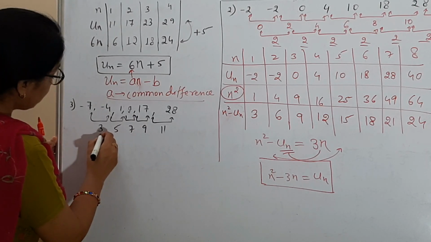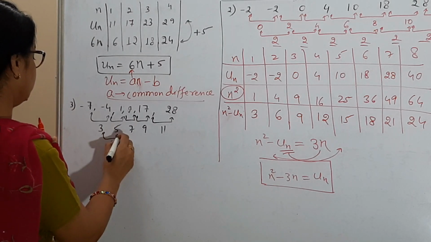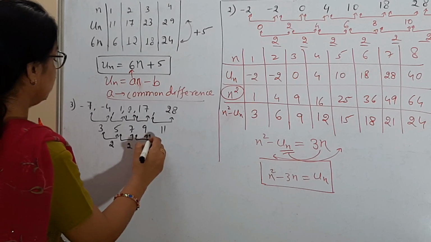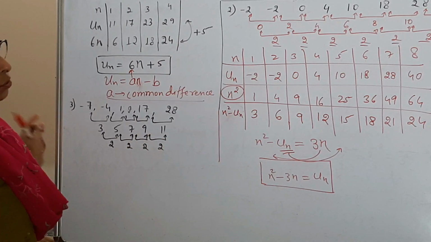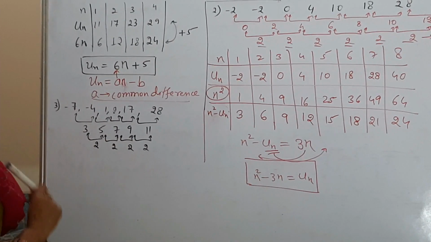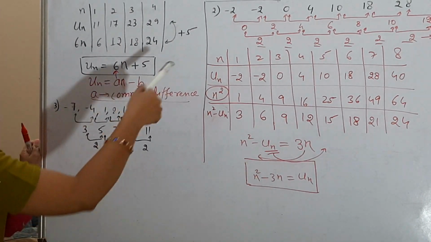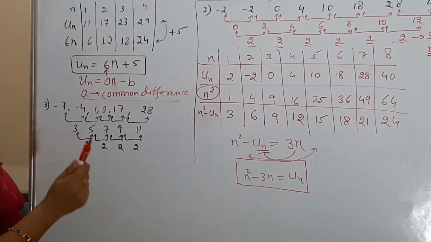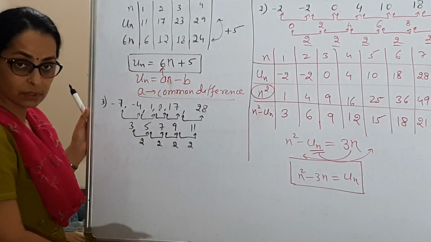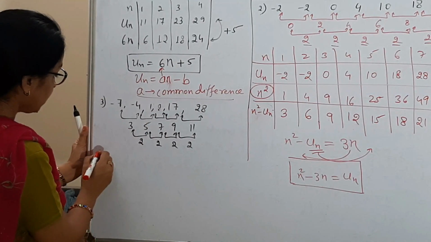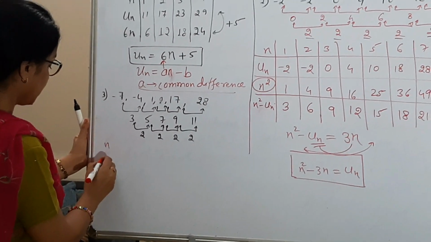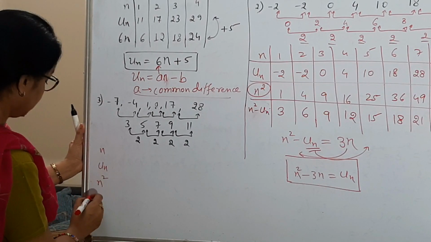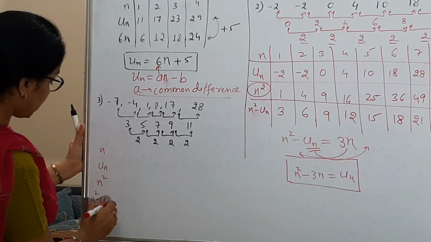Let's find the second difference. This is 2, here also 2, here also 2, and here also 2. So my second difference is 2 here. So again a similar type only, not much difference is there in these two questions, but still I will take one more example later on. First solve this one only. So we will make the columns n, un, then n square, then n square minus un.